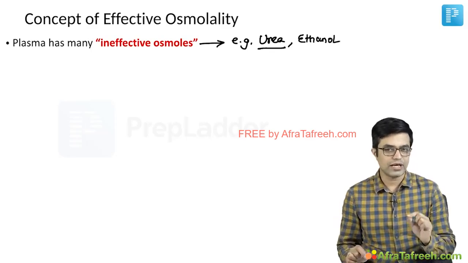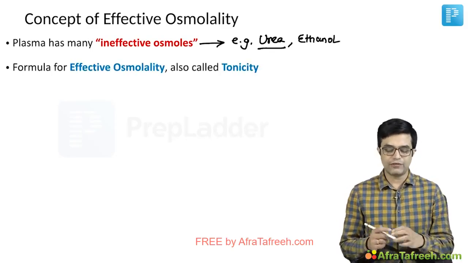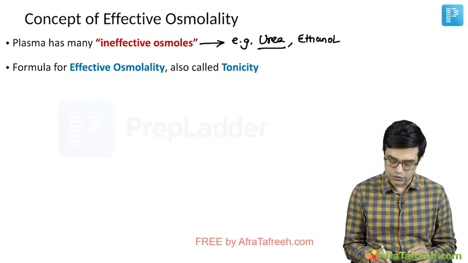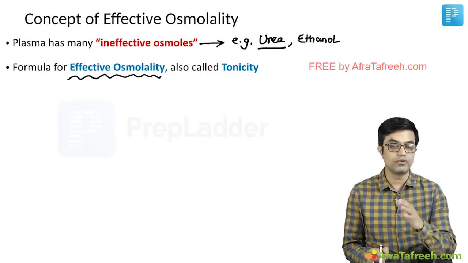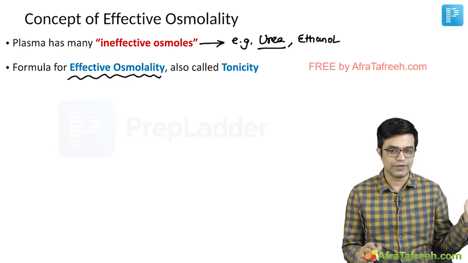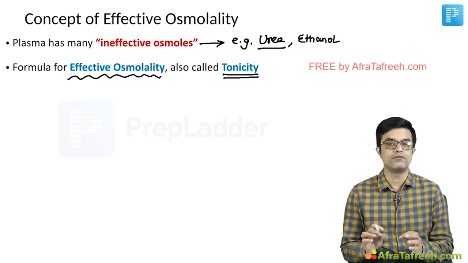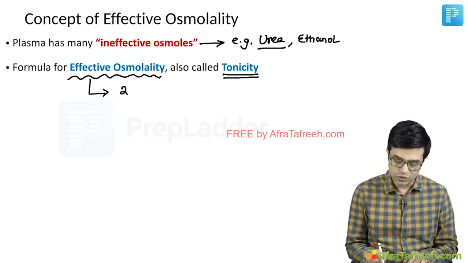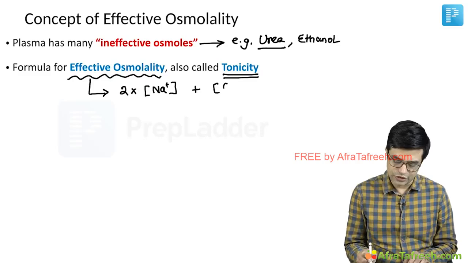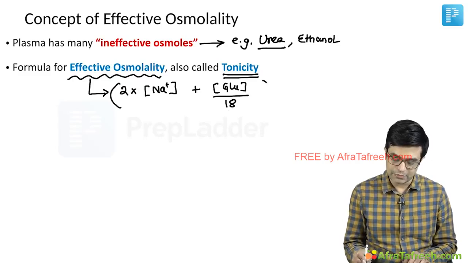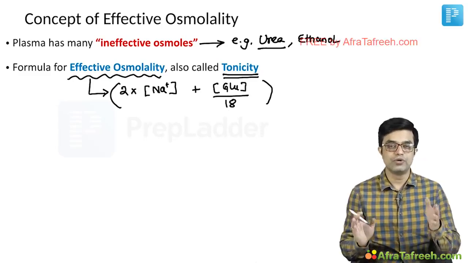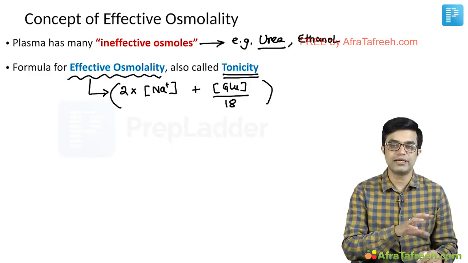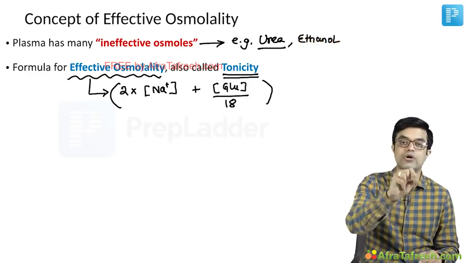So there is a term which has been devised which you call effective osmolality. Effective osmolality is found to be a better indicator to predict movement of fluid than the formula we discussed. It is also called the tonicity of a fluid. So what is the formula for that? Effective osmolality is given by 2 multiplied by the concentration of sodium plus the concentration of glucose divided by 18. So the formula is same, but we have removed urea from that. If you remove urea from the formula of plasma osmolality, that becomes the formula for effective osmolality.